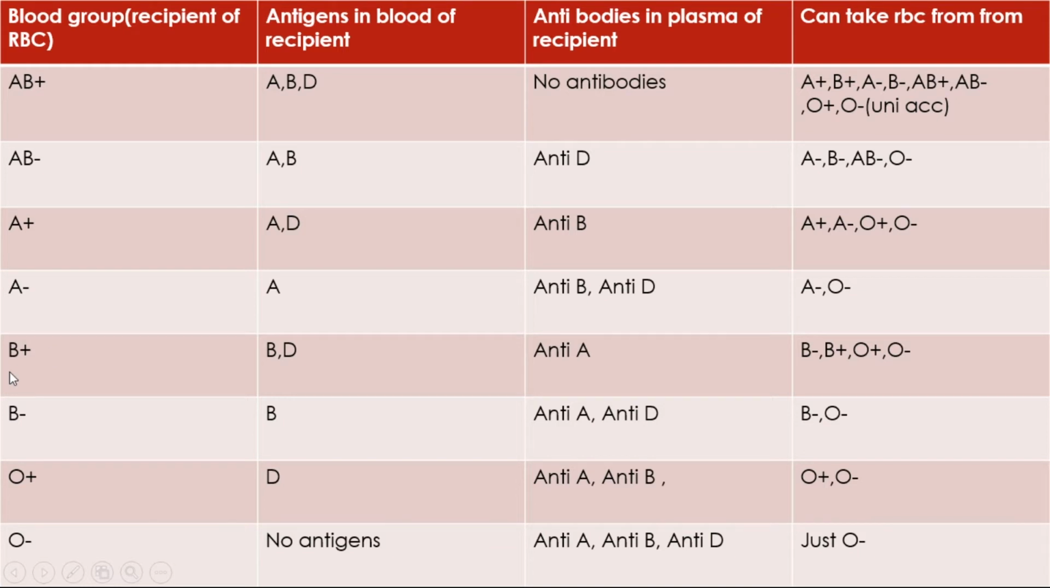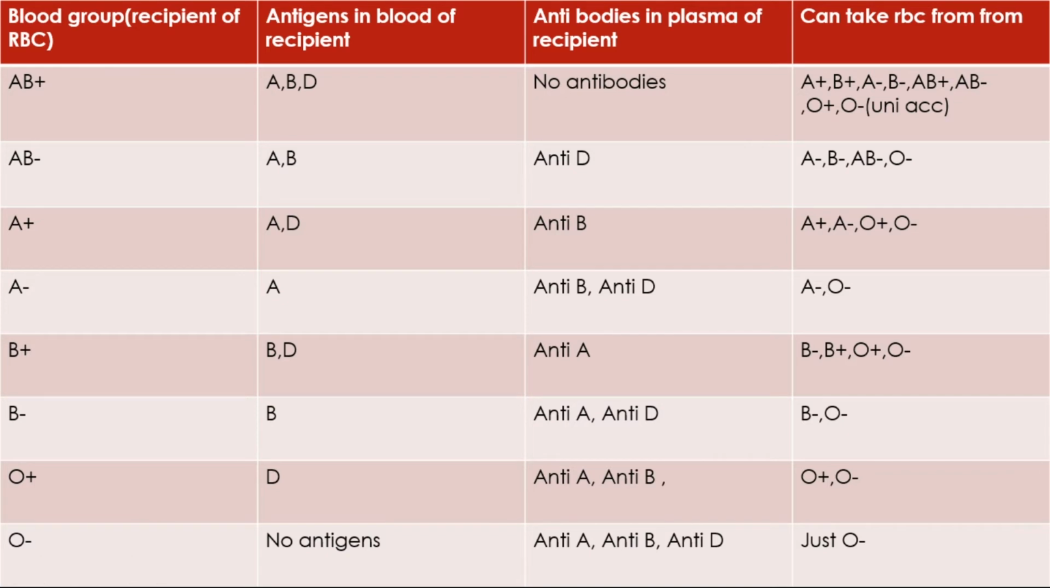B positive persons have antigen B and D in their blood and anti-A in their plasma. So they can take from B negative, B positive, O positive, and O negative. B negative people just have antigen B and have anti-A and anti-D. So they can take from B negative and O negative. O positive people have antigen D in their blood and anti-A and anti-B in their plasma. So they can take from O positive and O negative people.